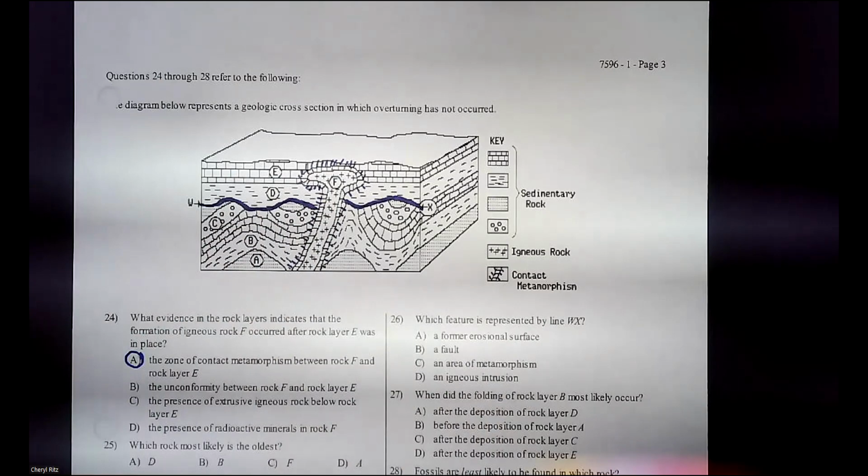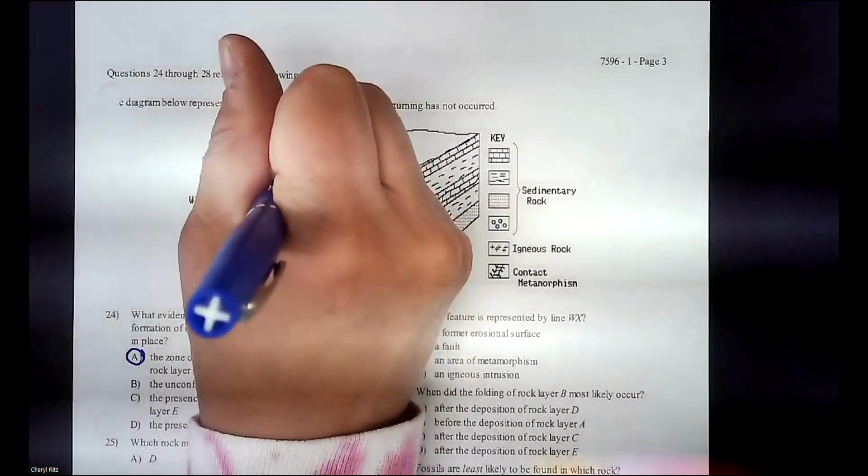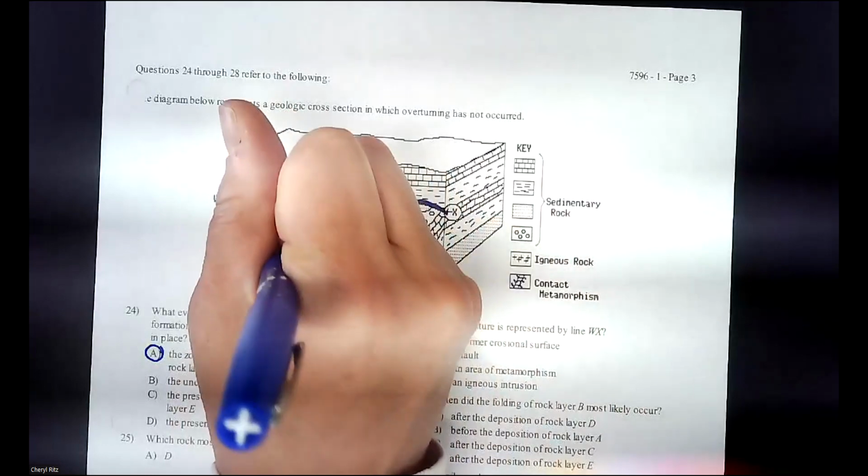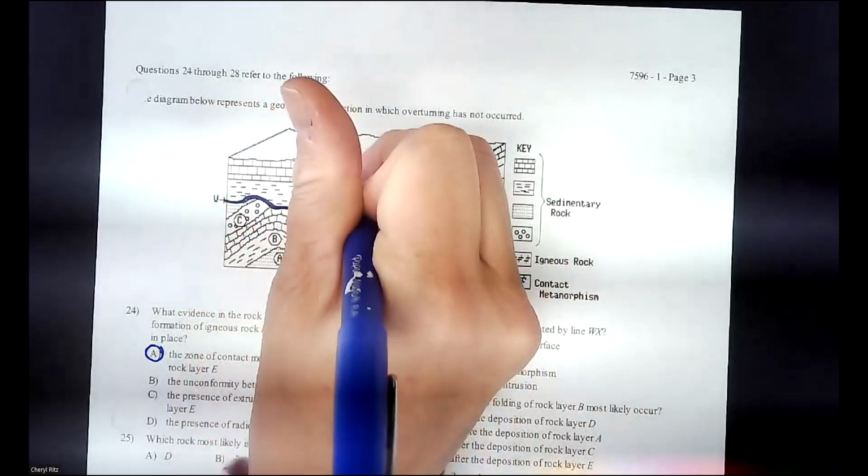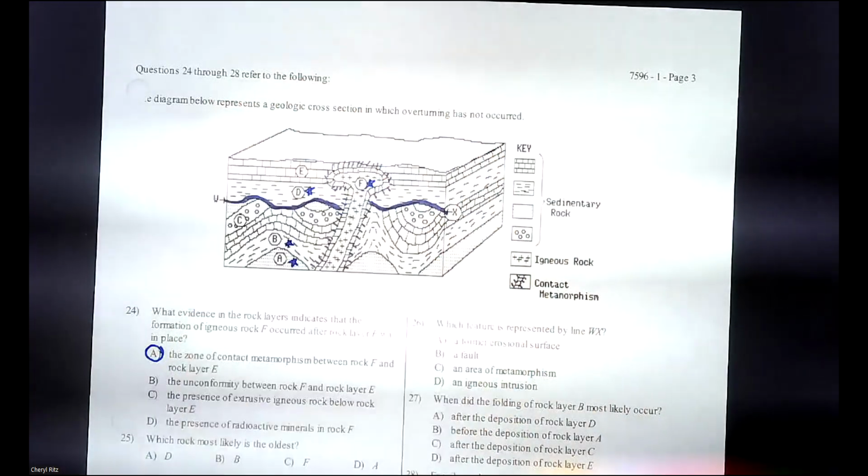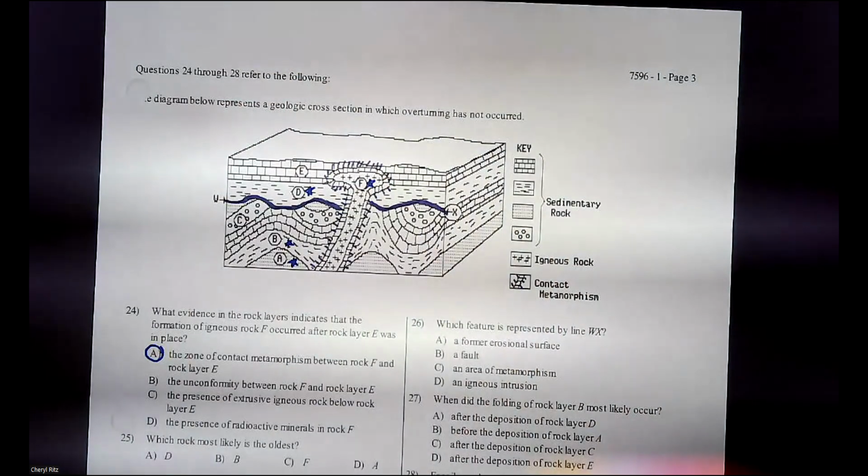So now they want to know which one's the oldest out of these choices. We have D, B, F, and A. Out of those four, which one's the oldest? A. Answer D. Letter A.